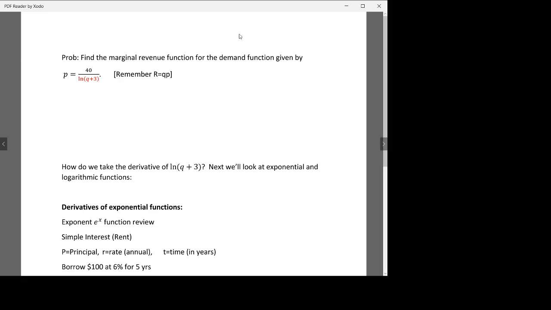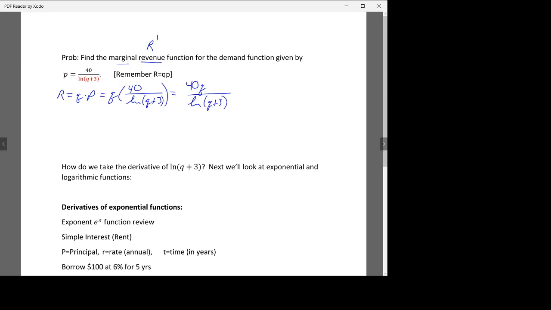Okay, so let's try a little problem here. Let's find the marginal revenue function for the demand function given by this thing. And now this is a little bit more complicated. And this is also not the revenue function. We want marginal revenue, so we want R prime. And this is P. So for R, remember R is Q times P. And that's the same as Q times, in this case, P is 40 over ln of Q plus 3. It's natural log. So I'm going to put the Q on the top, 40Q over natural log of Q plus 3. So there's our revenue function.